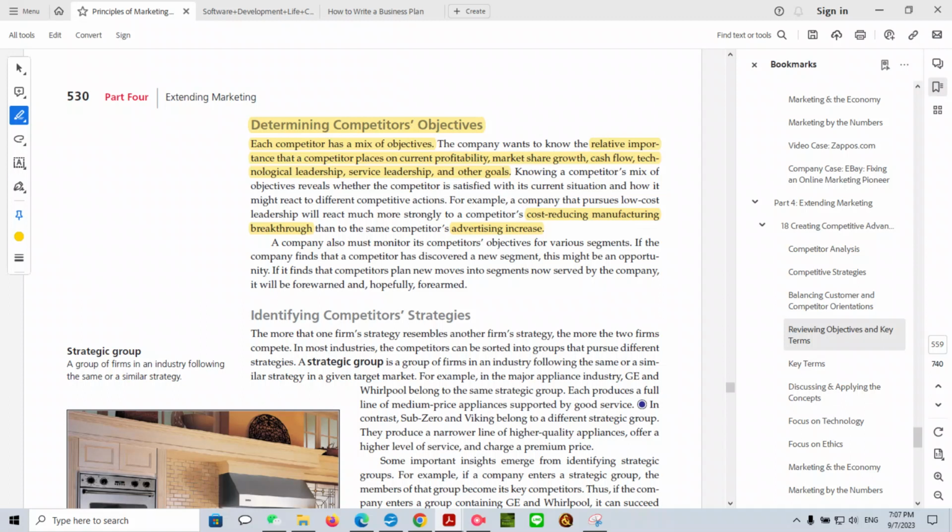Now, a company must also monitor its competitors' objectives for various segments, as I just said. If the company finds that competitors discovered a new segment, this will be an opportunity. If it finds that competitors plan new moves into segments served by the company, it will be forewarned and hopefully forearmed. Now, here's an example: let's say all EV vehicles. Not even that, because technically EV is its own niche. A van, compact SUV. Let's say SUV. So from smallest to largest: compact SUV, van, truck, and then tractor trailer.